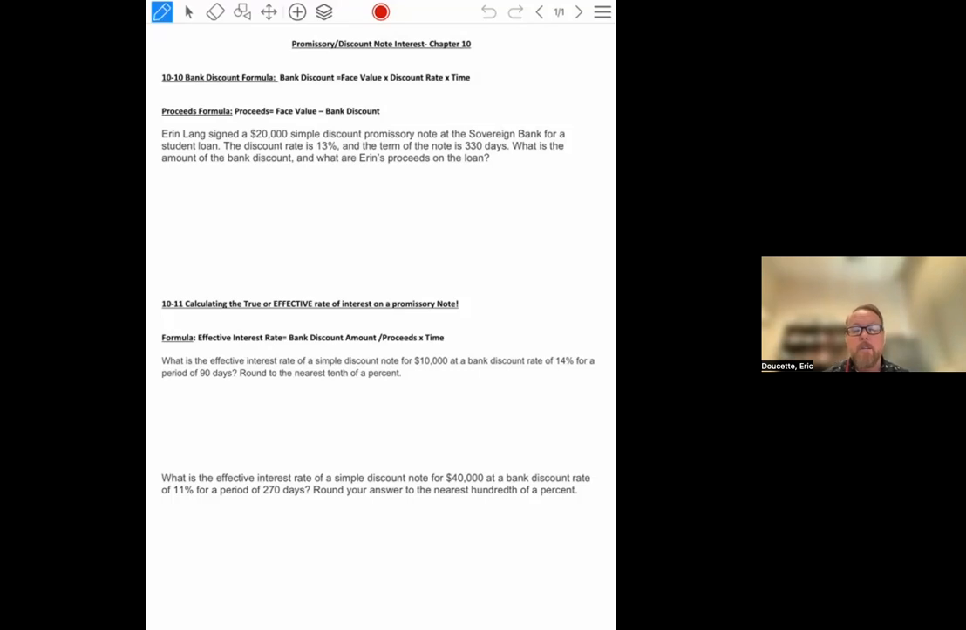And basically what you're doing is you're promising to pay back a bank a certain amount of money on a certain date. That's why they call it a promissory note or a discount note. And the reason they call it discount note, and this is interesting, is the bank actually takes their interest off of the loan or off of the amount they give you at the very beginning. So you're not paying interest as you go necessarily. You're just getting less money to start with.